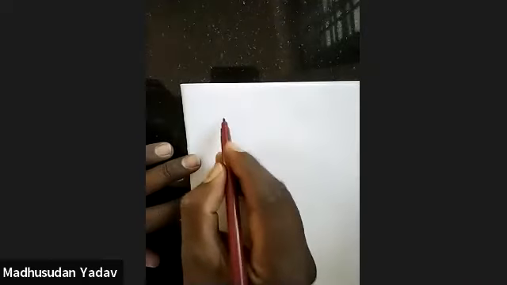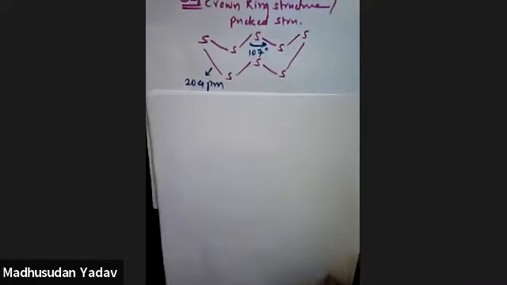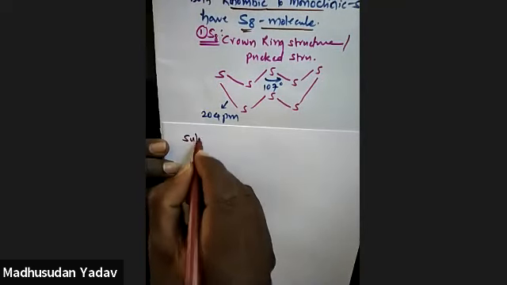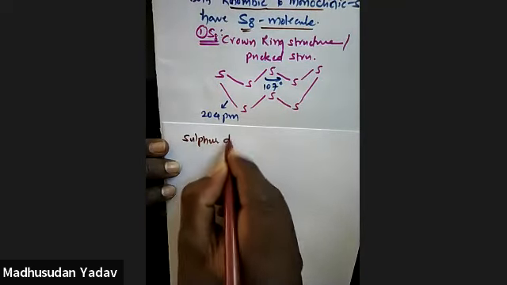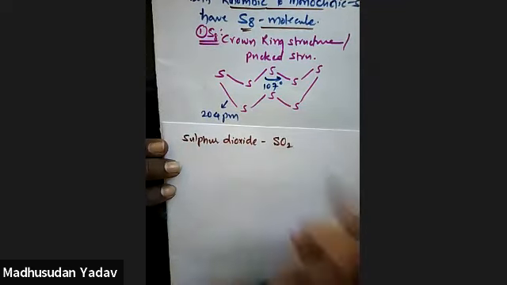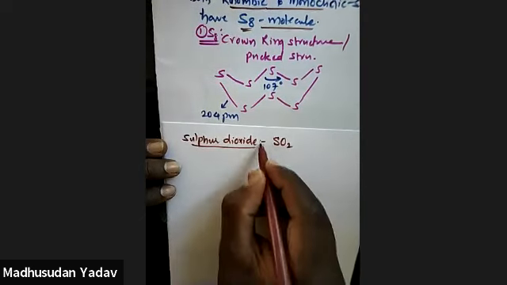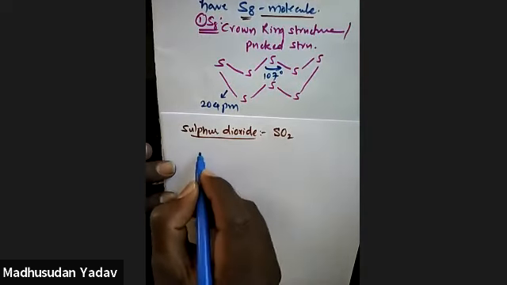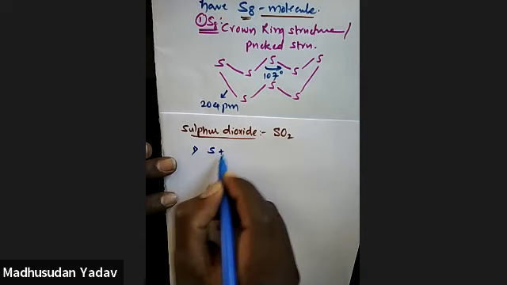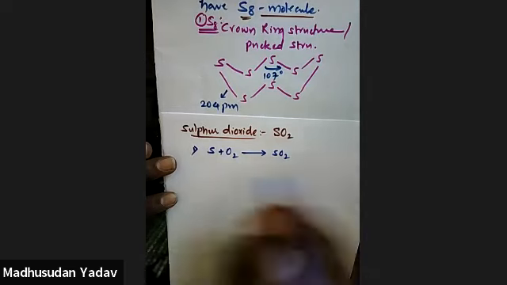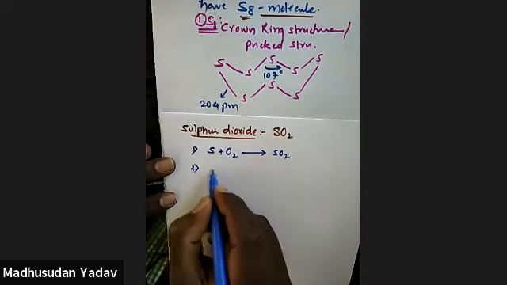What is it? Sulfur dioxide. So please have a look at this. What is the formula of sulfur dioxide? SO2. Okay. Now its preparation. If you see its preparation method, directly sulfur and oxygen, atmospheric air combination, you will get sulfur dioxide. And another way is from sulfite also you can get.